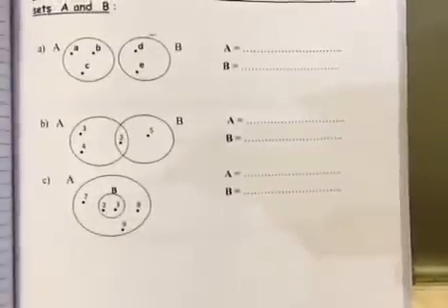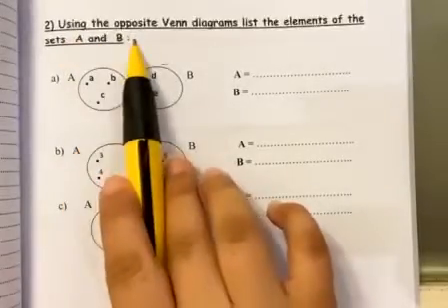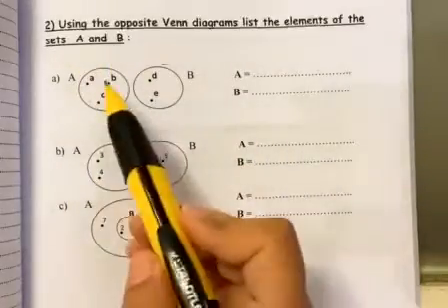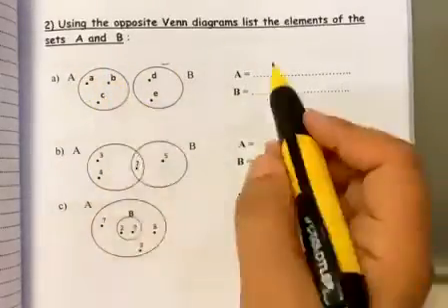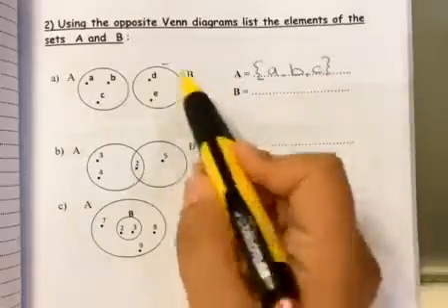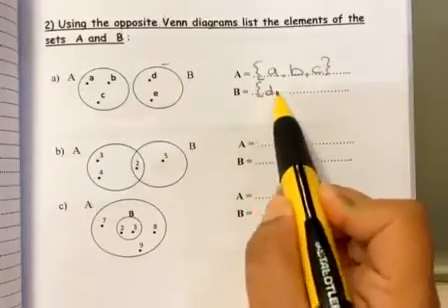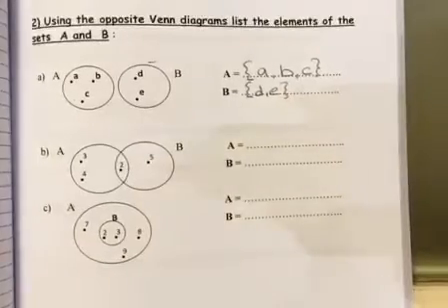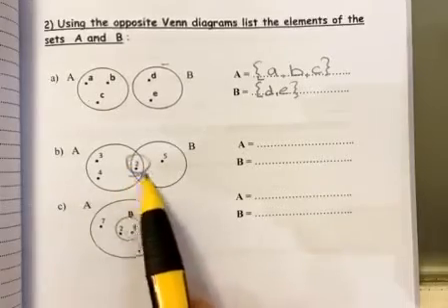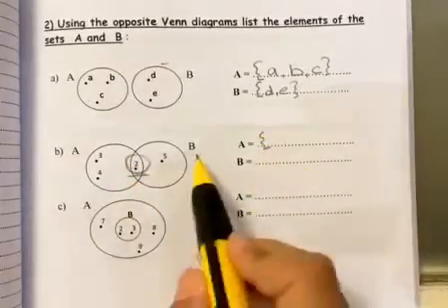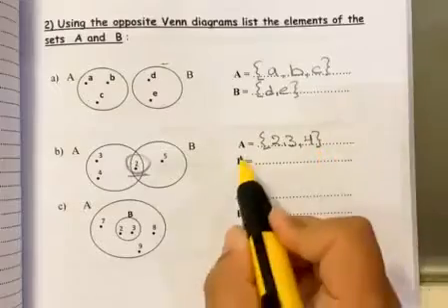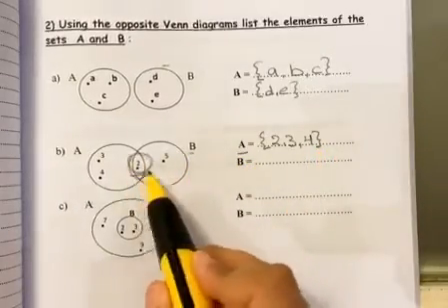Here, using the opposite Venn diagram, I will look at this and I will list the elements of each of the sets. Number A, I have A, B, C in set A. So it's A, B, C. In set B, I have D and E. Here, I have 2 sets. They have one element in common. So I will write it on both of the sets. I will write 2, 3, 4 in set A, and set B has also 2 and 5.